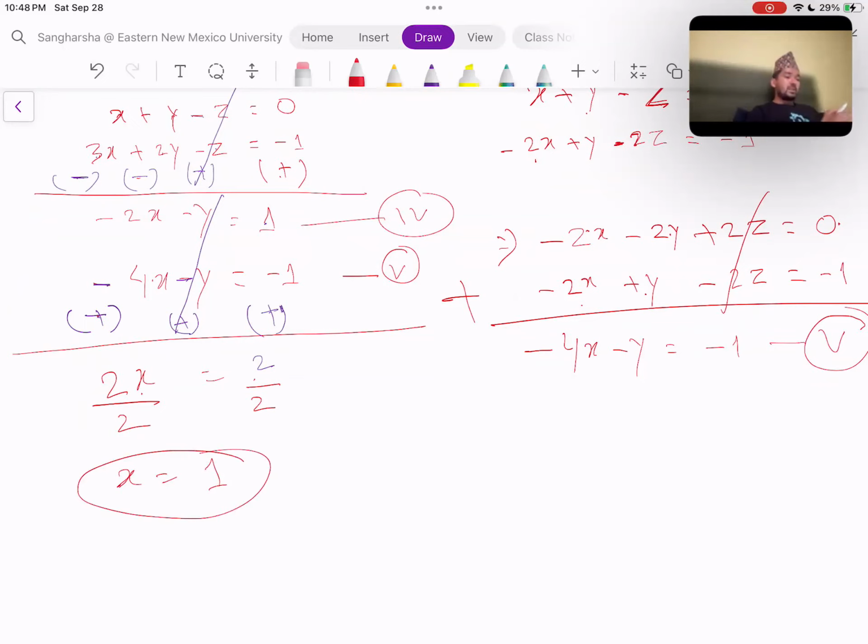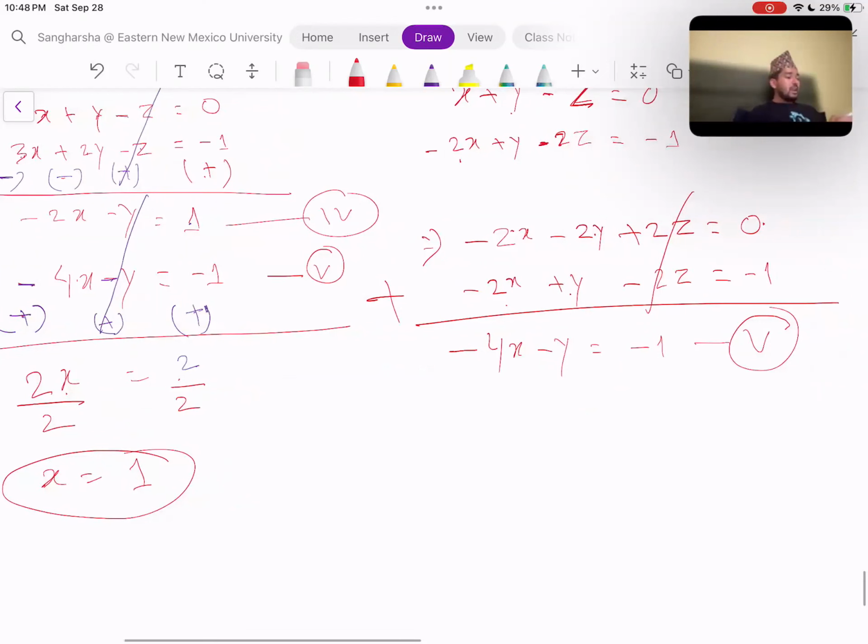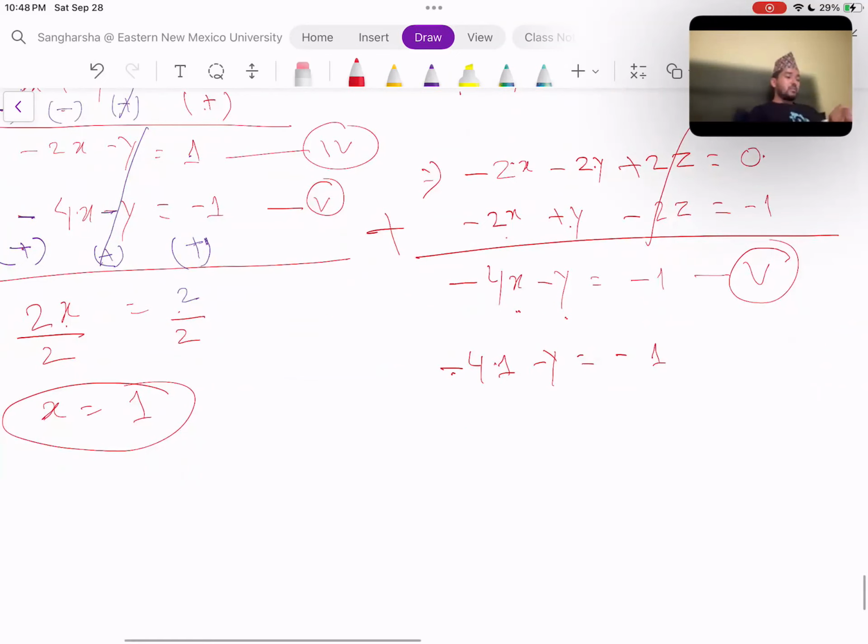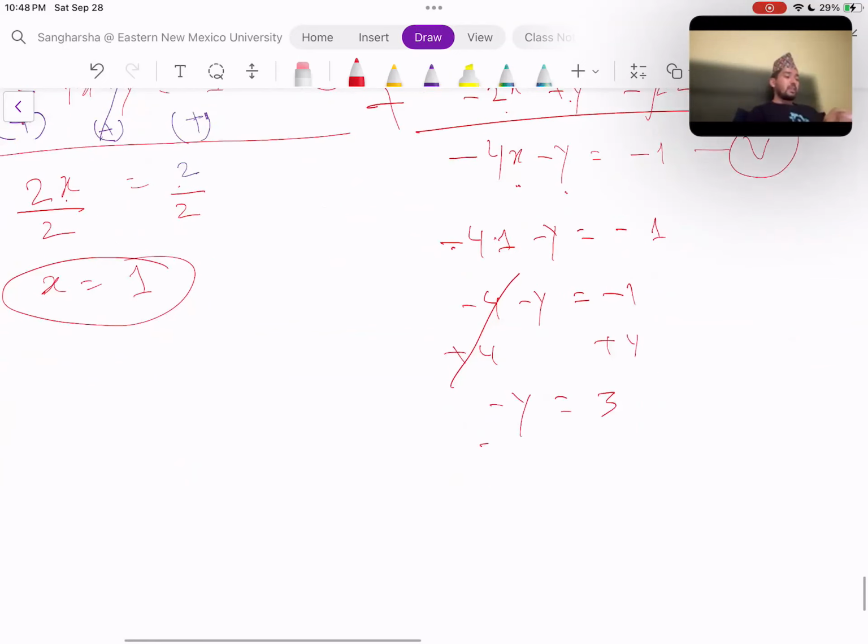Now let's find y. In order to find y, you can substitute your x here. So we have -4 times x, which is 1, minus y equals -1. -4 times 1 is -4, minus y equals -1. You add 4 on both sides. This is gone. -y equals +3, divided by -1. y equals -3. So you know y.